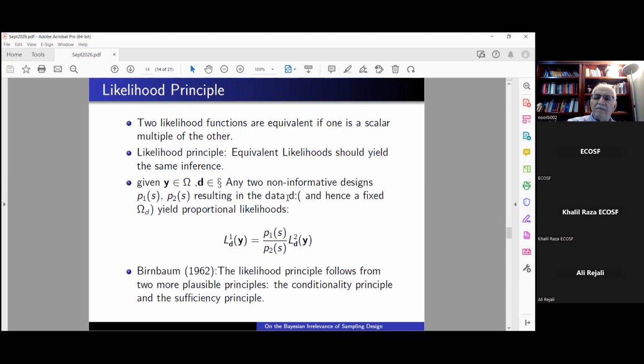Now, the likelihood principle, which is the gold standard of being a Bayesian, you have to follow the likelihood principle, says that two problems with proportional likelihood have to generate the same inference. So in other words, all the information in the data is summarized in the likelihood.